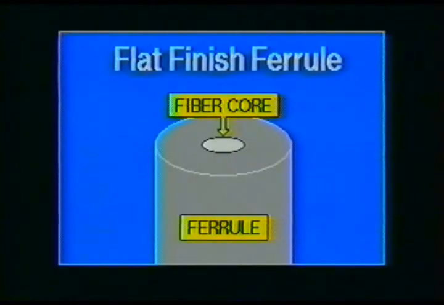Here you see a close-up of a flat finish ferrule. Notice that the top of the ferrule is flat and that the fiber core is flush with the end of the ferrule. This style ferrule is widely used due to its simplicity, low cost, and ease of use. The major disadvantage of the flat finish ferrule is that intimate contact between the two fiber ends is very difficult to achieve. This is due to the fact that the face of the ferrule is usually not perfectly flat. Even with the tight tolerance used by the manufacturers, making every ferrule perfectly flat and perpendicular is almost impossible.